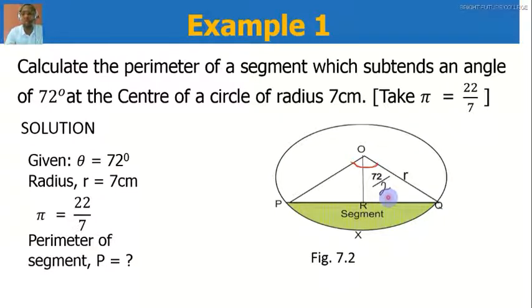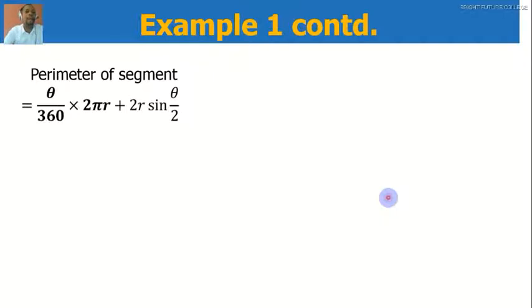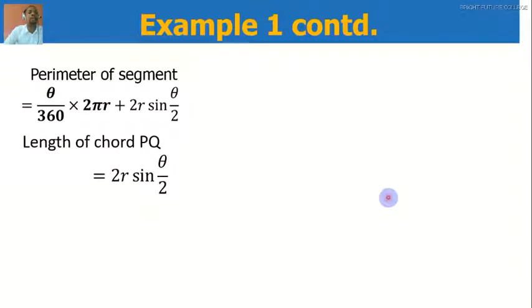Let us use the formula that I gave before now. This is the formula for finding the perimeter of segments. I would like to solve for the length of an arc before that of the chord, then we will sum the two together. So length of chord is 2r sine theta over 2. You now put the parameters that we have listed out before now.